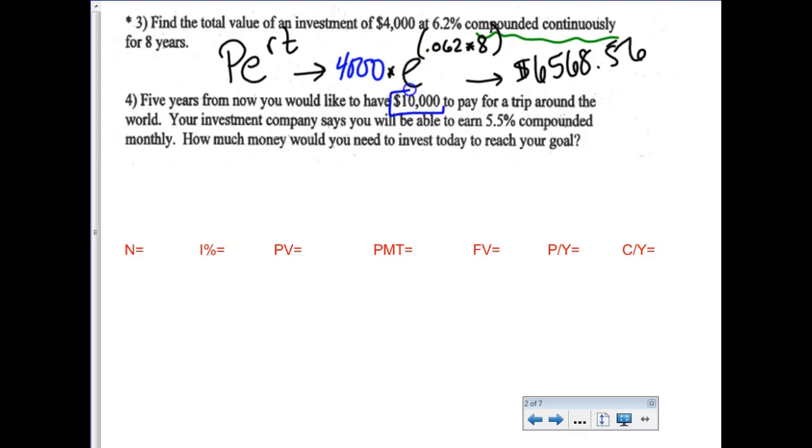All right, so $10,000 is what you want. And it's going to happen 5 years from now, so keep that in mind. Our interest rate is 5.5%, and then it does say that you're collecting your interest monthly.